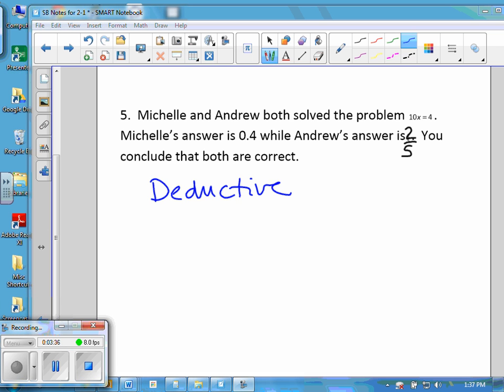The last one is also deductive reasoning. One answer is 0.4, the second answer is 2/5. Those are exactly the same answer, therefore they are both correct.